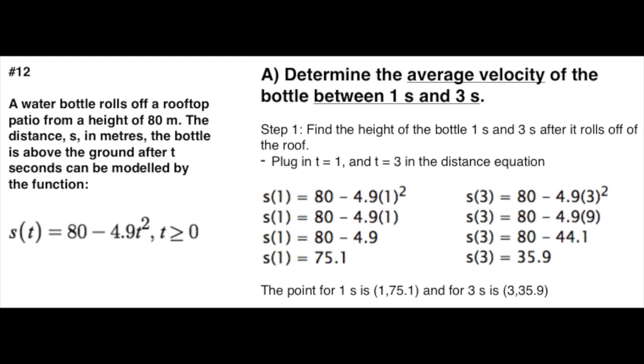For part A, we need to find the slope between the points where t is equal to 1 and t is equal to 3. To start, we need to find the height of the bottle 1 second and 3 seconds after it rolls off of the roof. To do this, we plug t equal to 1 and t equal to 3 into the distance equation given to us by the question. Using a calculator, we find that when t is equal to 1, it is at a height of 75.1 meters, and when t is equal to 3, it is at a height of 35.9 meters.